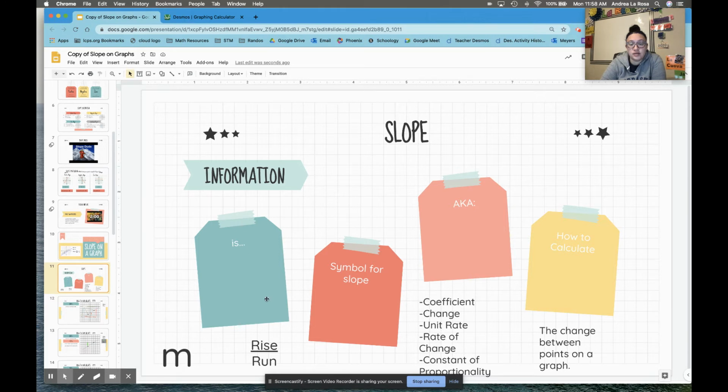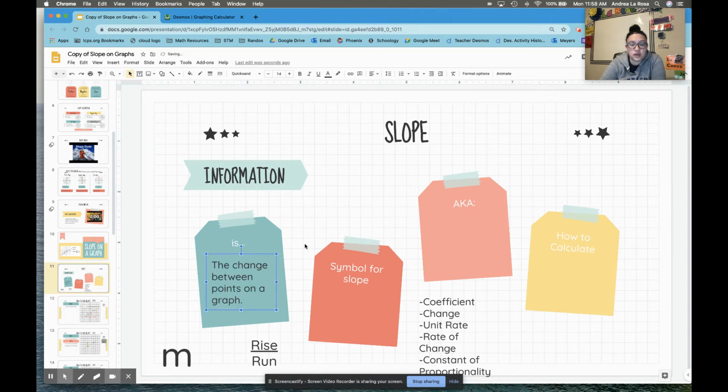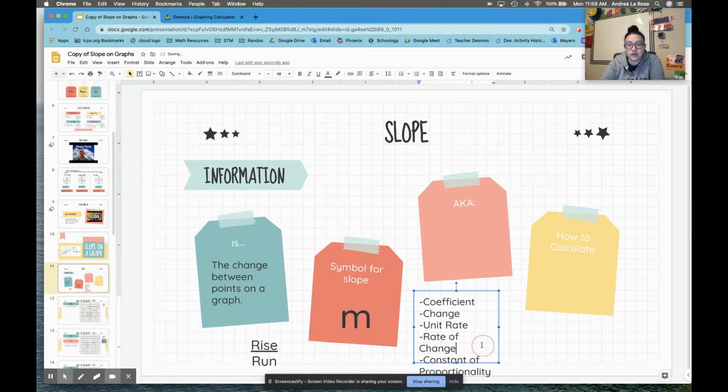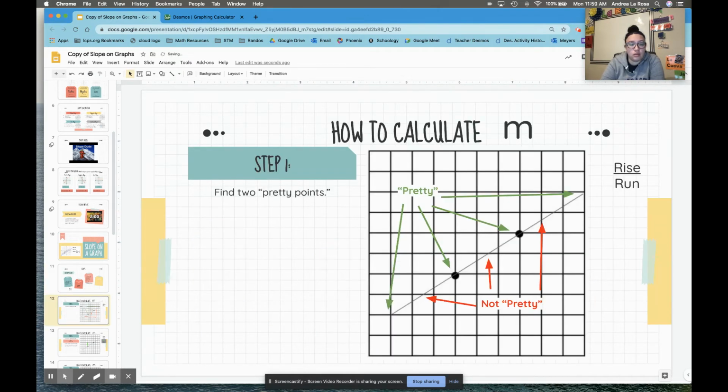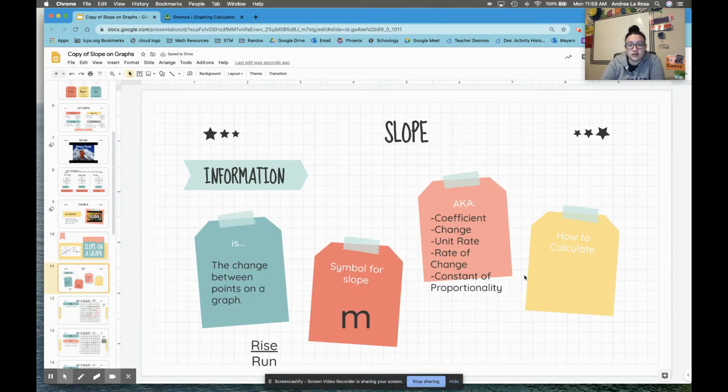Some reminders about slope. Remember, slope is the change between points on a graph. How far up and down we're going, how far to the right we're going. Our symbol for slope in our equation is that letter m. Remember how we talked about all those other words for slope? Well, there they are.